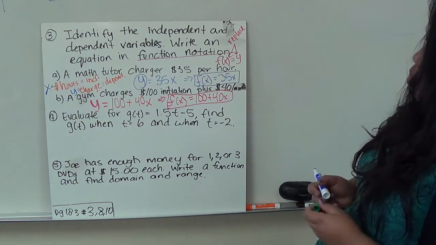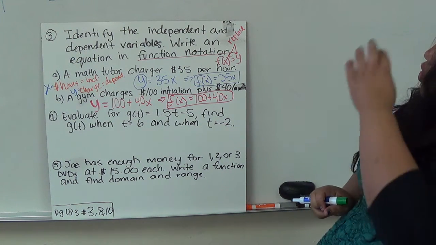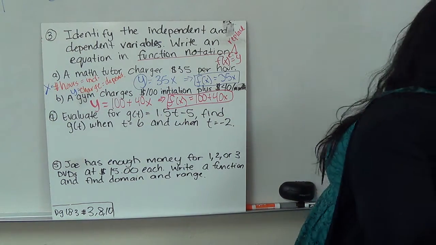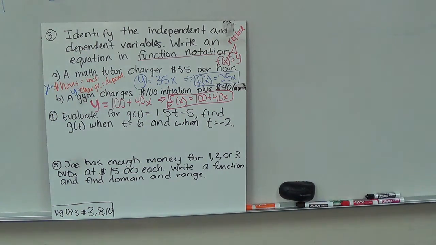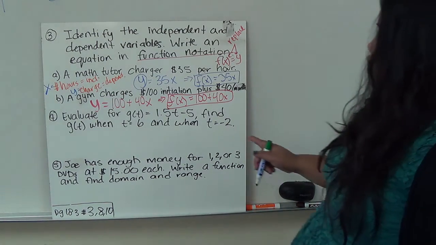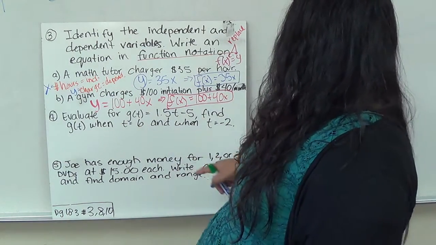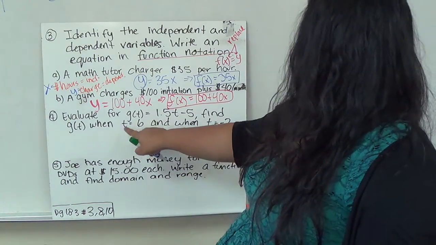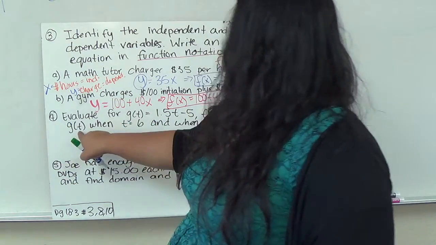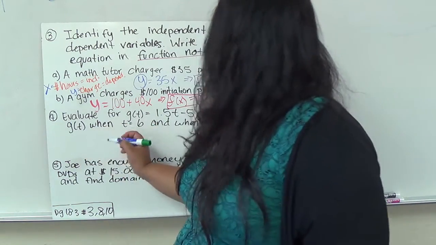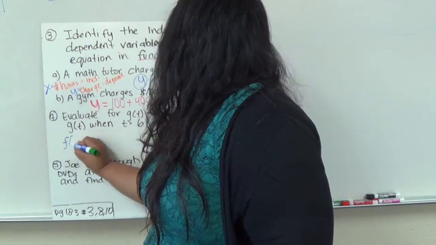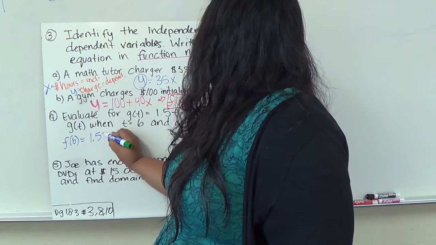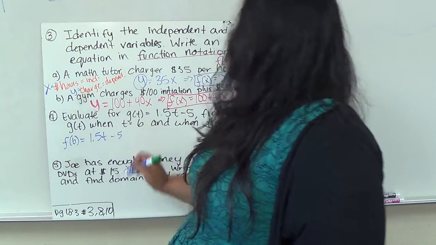The next one, number 4, asks us to evaluate g of t equals 1.5t minus 5. Hold on one second. Okay, calculator. And it says find g of t when t equals 6 and when t equals -2. So basically, they want me to plug 6 in for t. You see this t on the inside? I'm going to replace it with the number I want. So f of 6 equals 1.5t minus 5.